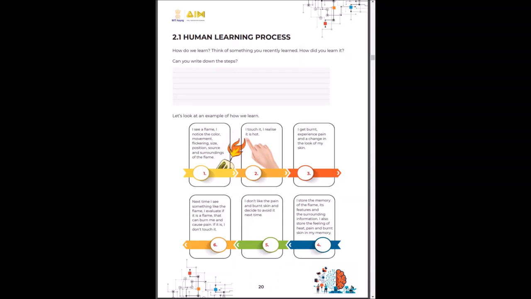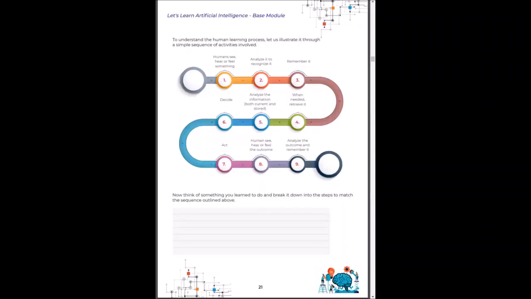You can think of a recent activity that you have learned and you can quickly write your points down here. Let's look at a quick example about flames. The human learning process is very much like a simple step-by-step algorithm.